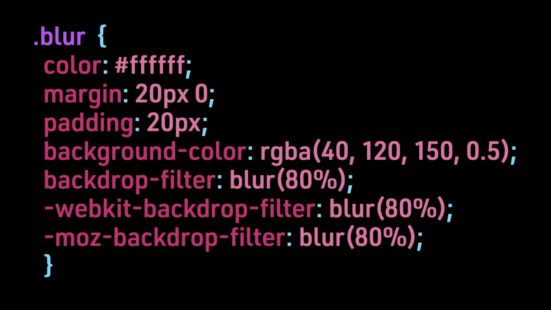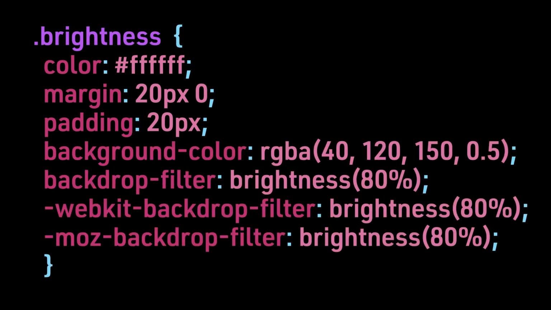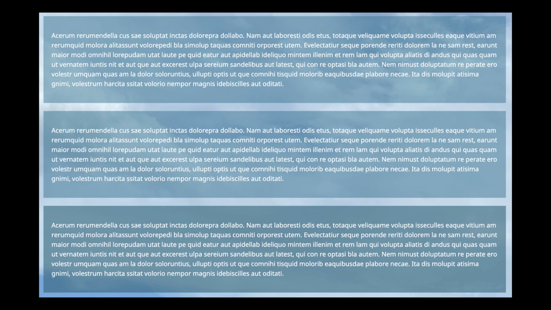Next, we look at blur. And the third option is brightness. Note that we are only changing the code of the backdrop-filter property. It is a little difficult to see the differences in these options, especially with a cloud background, but the third, brightness, is clearly darker than the other two.